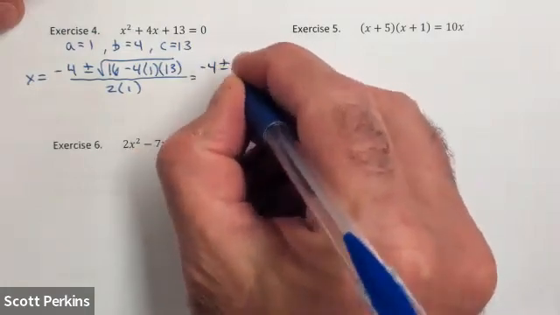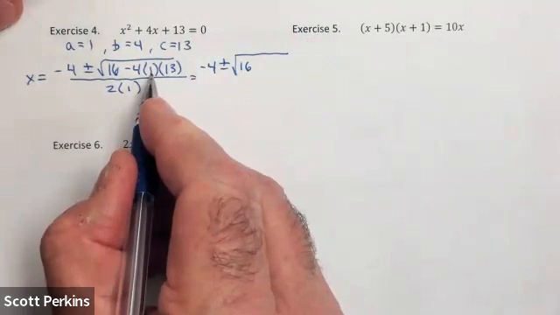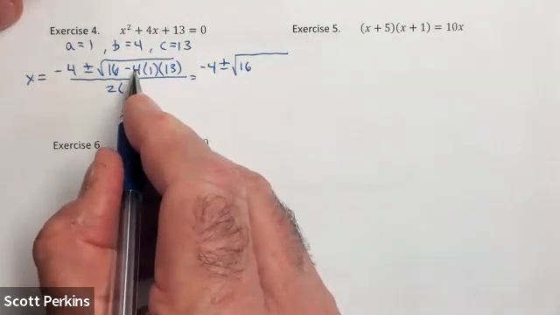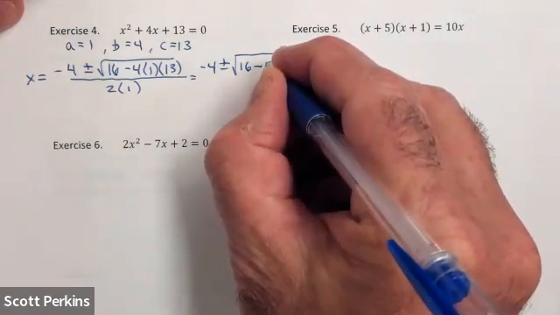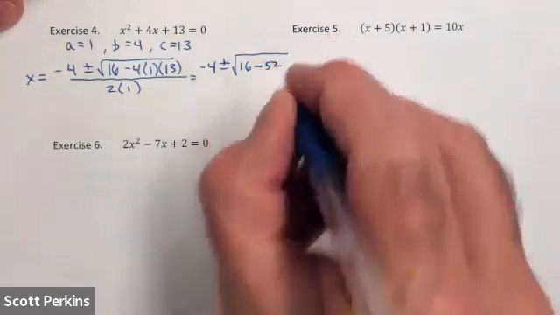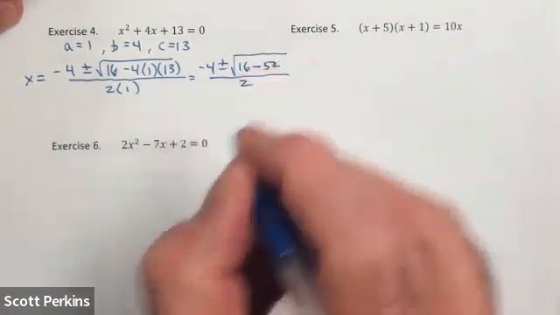Taking care of what's under that radical, using my calculator or whatever other resources. 13 times 1 is 13, and then 13 times -4 is -52. No. Yes, 52. Sorry, there we go. Losing my confidence today. And then 2 times 1 is 2 in the bottom.